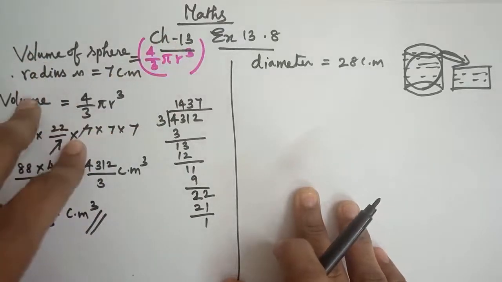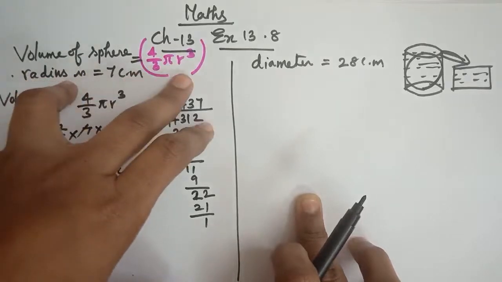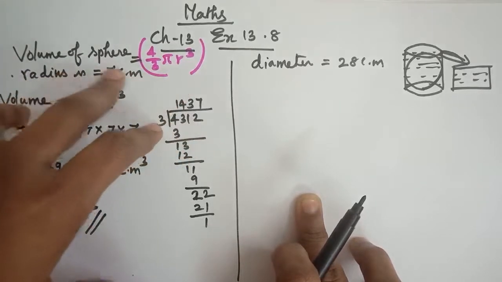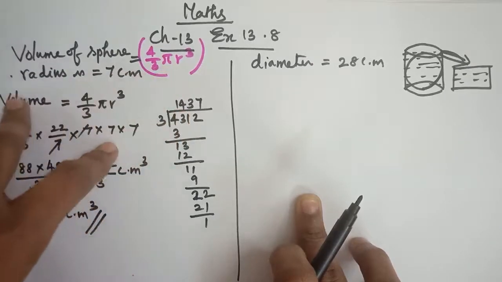Okay, first question. Before seeing that, students listen. Volume of sphere is 4 by 3 pi r cube. Volume of hemisphere is 2 by 3 pi r cube. Is it clear, students? Now let's move to the first question.